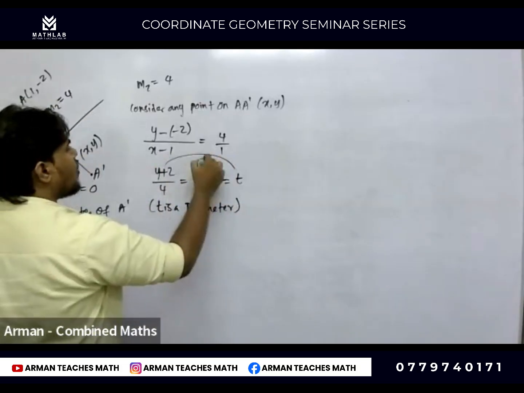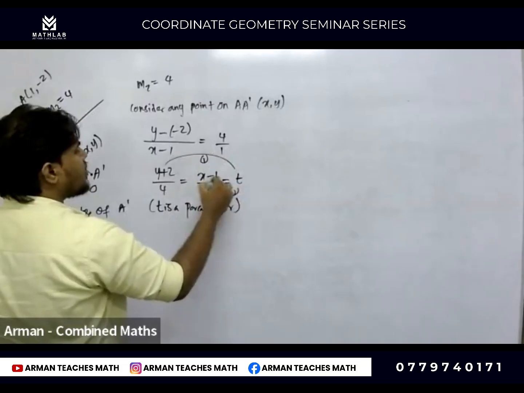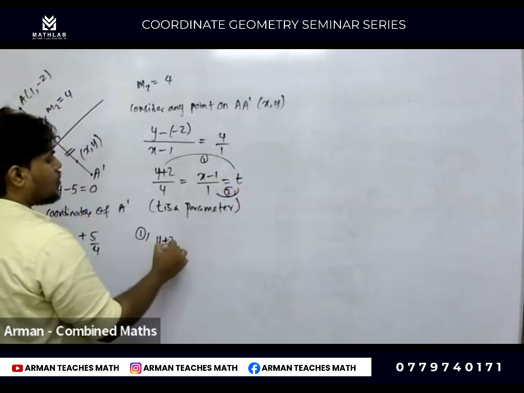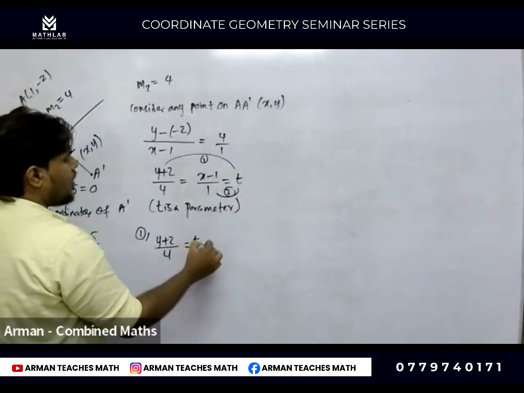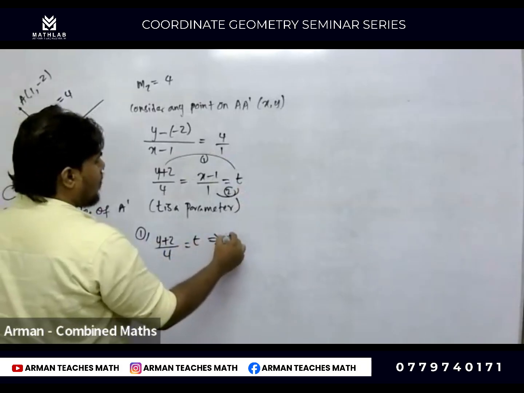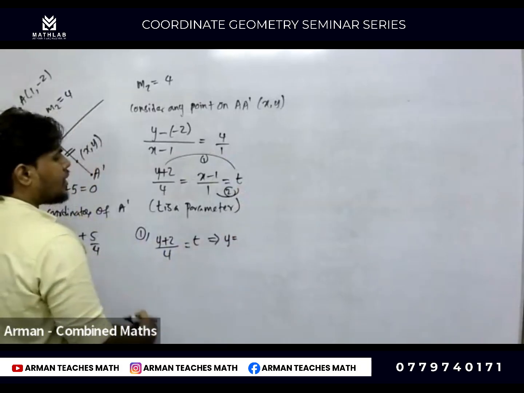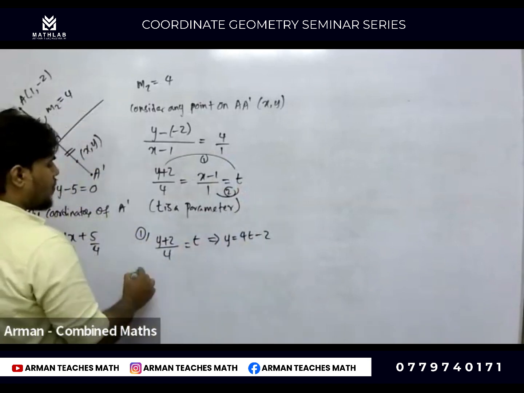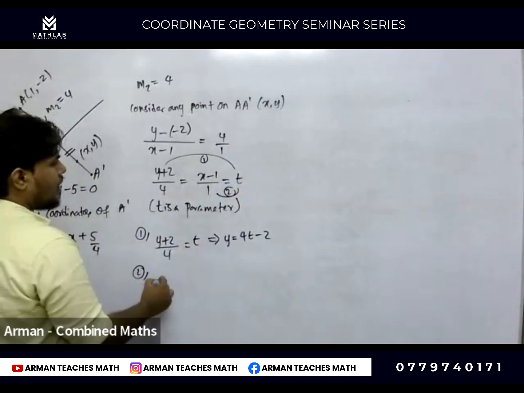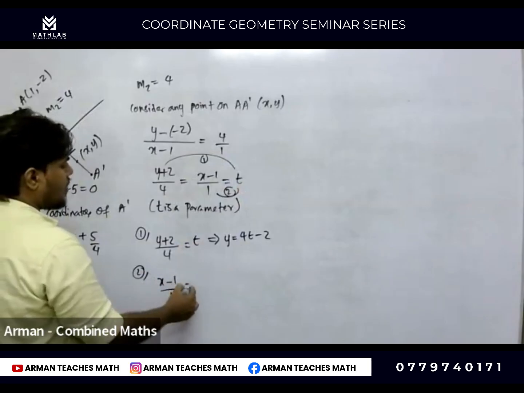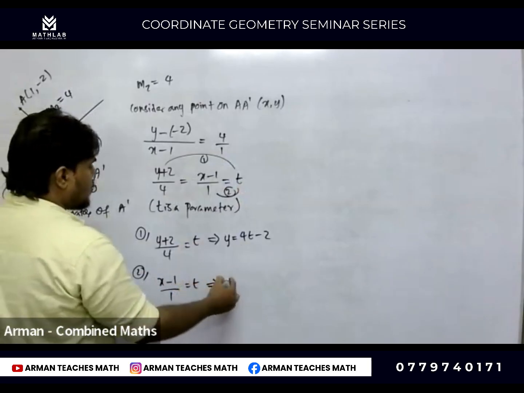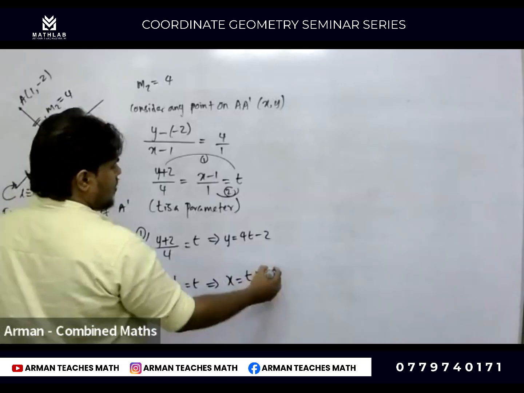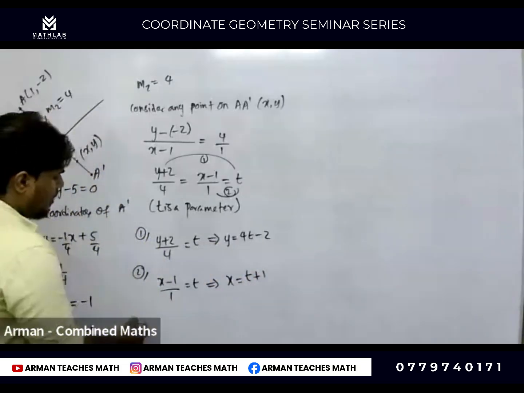This one gives you one equation, this one gives you another equation. From one what we get? (y + 2)/4 = t. This implies that y = 4t - 2. From the second equation we get (x - 1)/1 = t. This one gives you x = t + 1. This is our x coordinate.